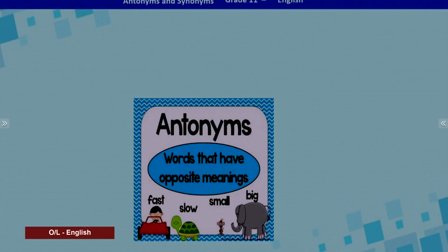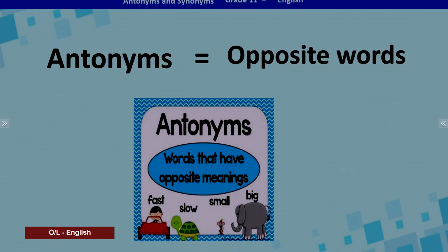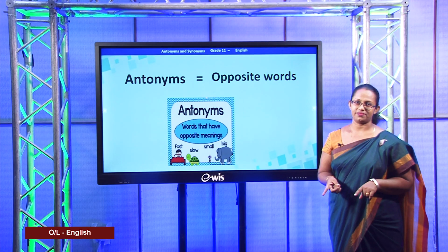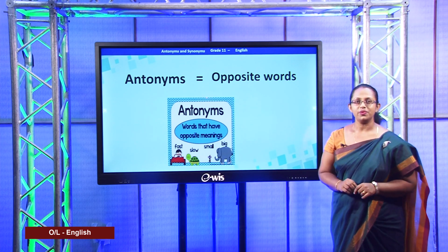Antonyms, words that have opposite meanings. Simply, antonyms are the words that have opposite meanings. Opposite words can be called antonyms. Now, we are going to have a look at some examples.